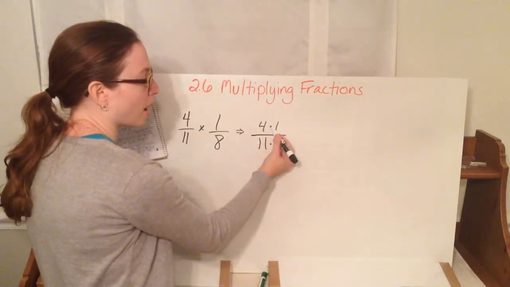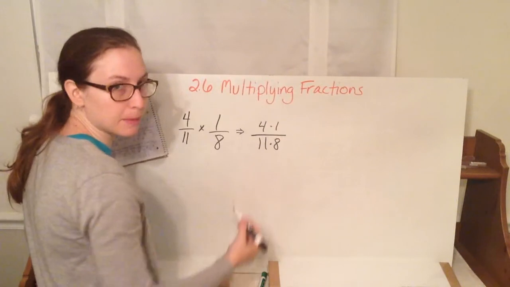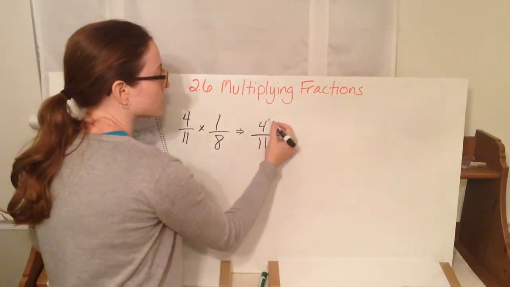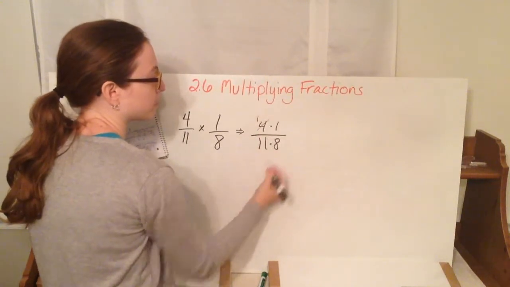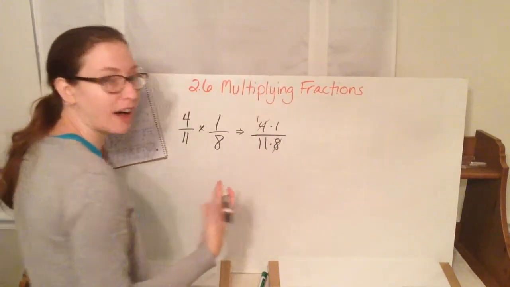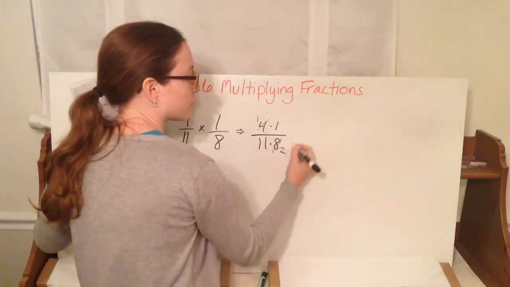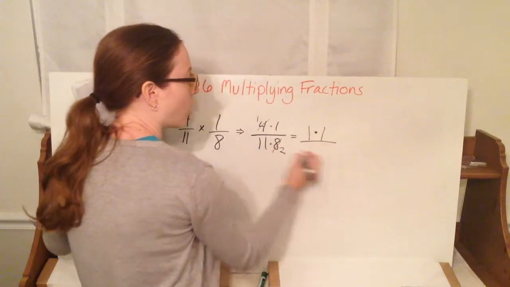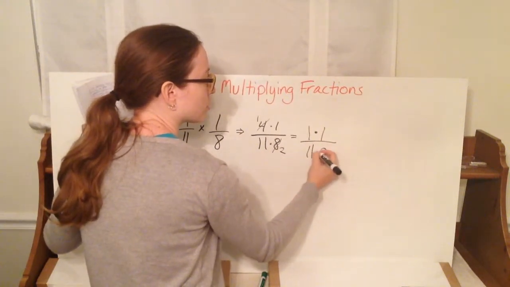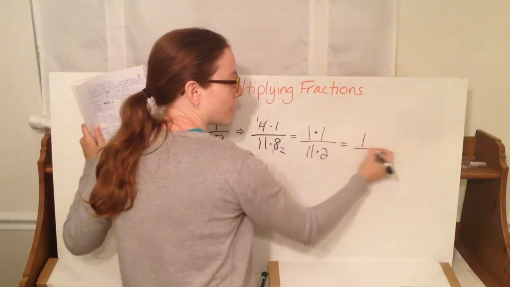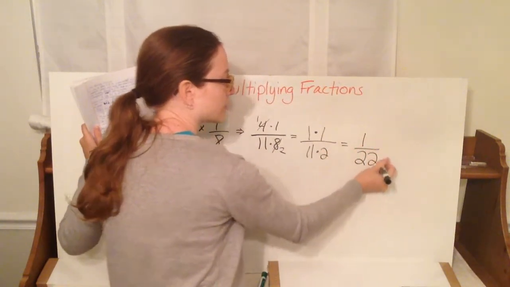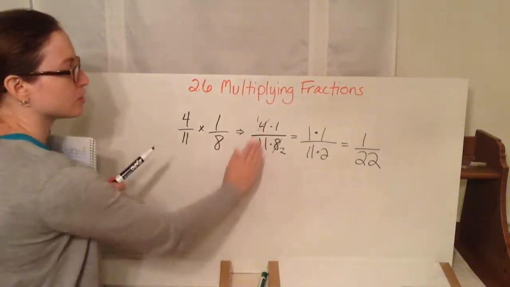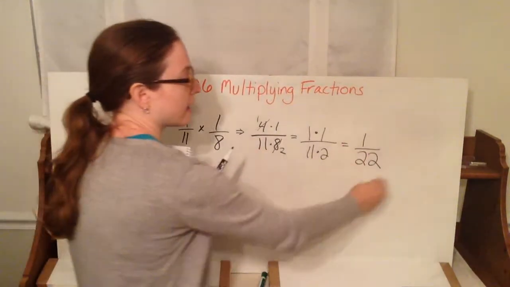If I have a 4 on top being multiplied and an 8 on the bottom being multiplied, I can reduce those both. And I can reduce them both by 4. So when I reduce this by 4, I get 1. When I say reduce, I mean divide. When I reduce 8 by 4, I get 2. So I'm going to rewrite this, and on the top I have 1 times 1 over 11 times 2. So the answer is 1 times 1 is 1, 11 times 2 is 22. Okay? So we can reduce in the middle and not need to reduce at the end.